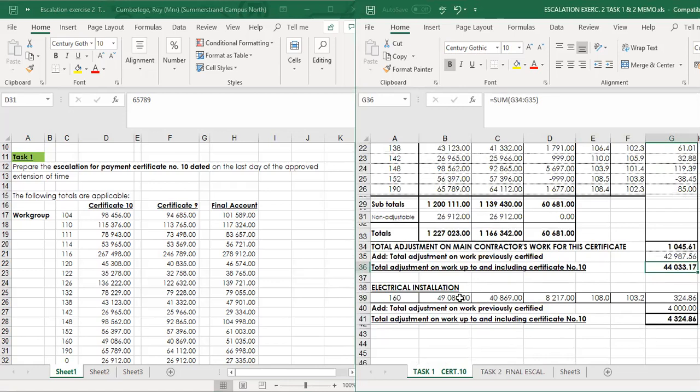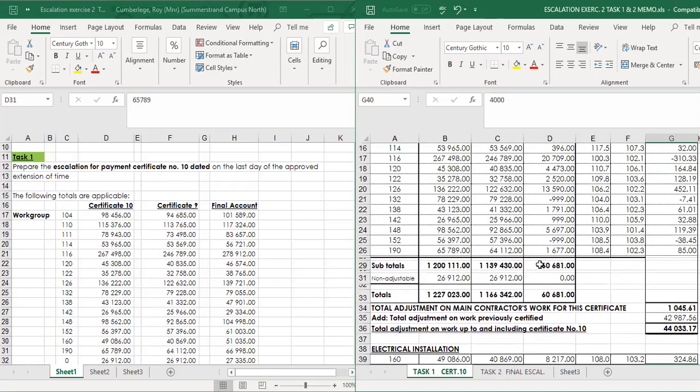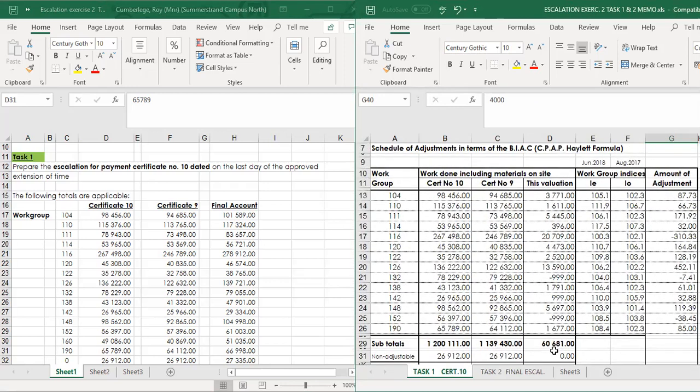As well as for the nominated subcontractor in this case, only one, the electrical installation at practical completion, 4,324 Rand. Obviously, you've added the previous accumulative total for escalation on the electrical. For certificate 9, up to certificate 9 was 4,000 Rand. So this is basically task 1, the calculation of escalation on practical completion.